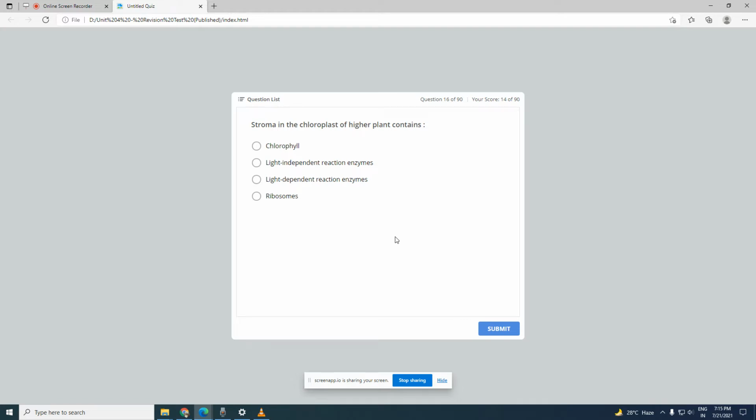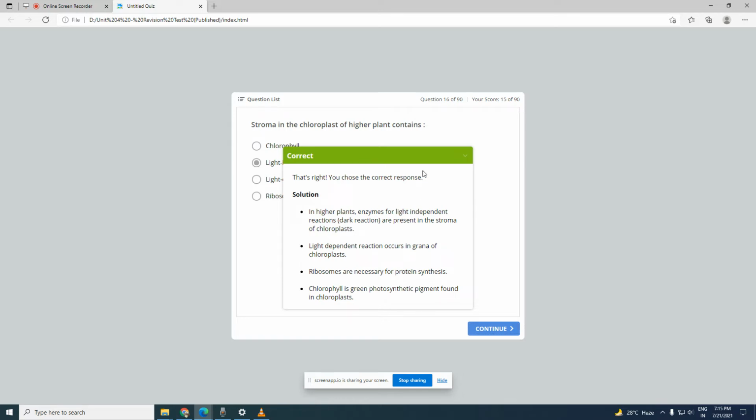Next question. Stroma in the chloroplast of higher plants consists of chlorophyll, light independent reaction enzymes, light dependent reaction enzymes, ribosomes. Which is the right answer? A, B, C, D. Is it C, B or C? Let me. Okay, it's B. So B is the right answer. Let's go to the next one.